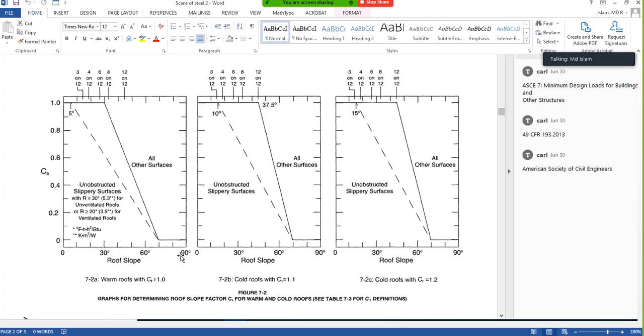Where there is no snow, even in Asia, Australia, Africa, they make it a minimum of 10 or 5 degrees just for the rain. Now how to find it? First category: if your Ct is less than 1, Ct is 1.1, Ct is 1.2. Most buildings are in the category where Ct is 1 or less. This line is for an unobstructed slippery surface, which means the surface is very slippery and there is no obstruction.